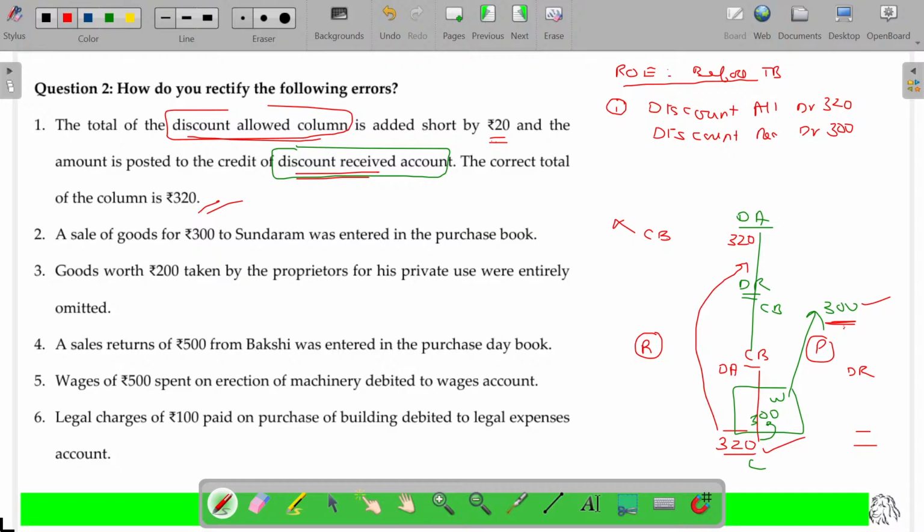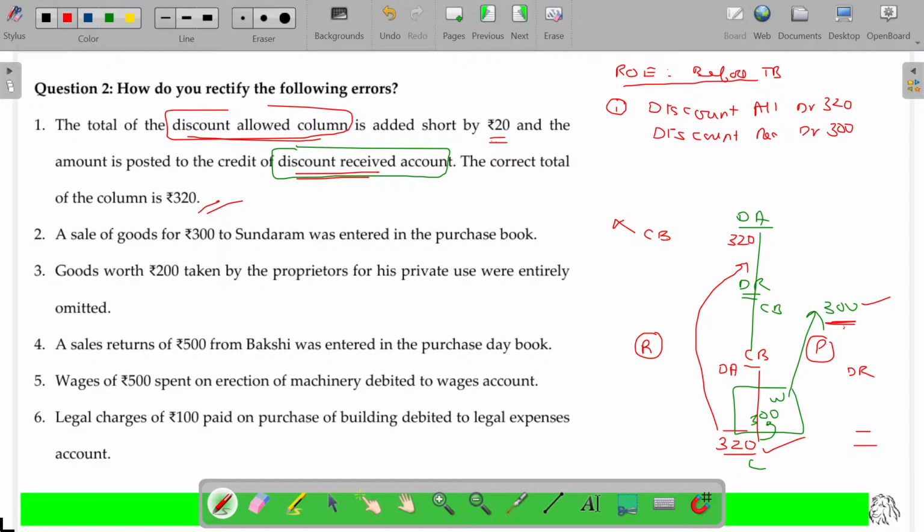But if you are going to pass the rectification entry after the trial balance but before the final accounts, credit side you need to introduce a new account called suspense account. Now we don't want to have the suspense account here. Clear? So they have not totalled and transferred to the debit side of the discount allowed. So the correct total being 320, I total and transfer to the discount allowed debit side. Discount received unwantedly shown in the credit side but with the wrong value. Okay, wrong value, wrong posting.